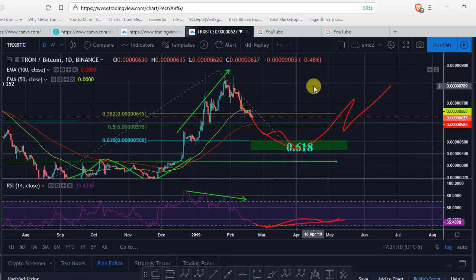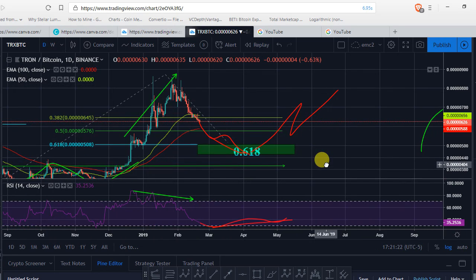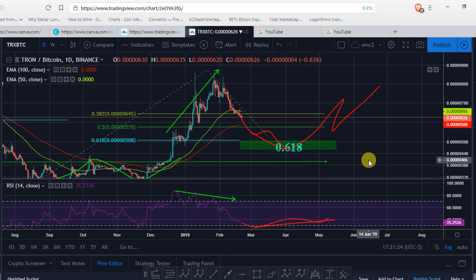So that's about it for today. Let me know what you think down below. If you think Tron has already bottomed, or Tron is going to come back down to this area of 500 sats before a reversal. If not, we might be coming back down and making some new lows, right?